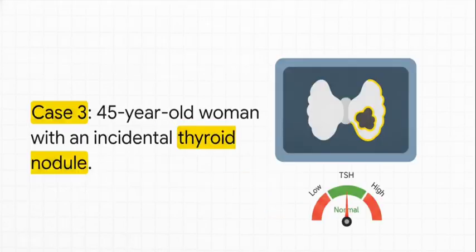Finally, let's look at Case 3, a 45-year-old woman with no symptoms at all. An ultrasound done for a completely unrelated issue incidentally reveals a 1.8 centimeter hypoechoic nodule in her thyroid. Her TSH is completely normal. However, the ultrasound shows highly suspicious features, specifically microcalcifications and irregular margins.